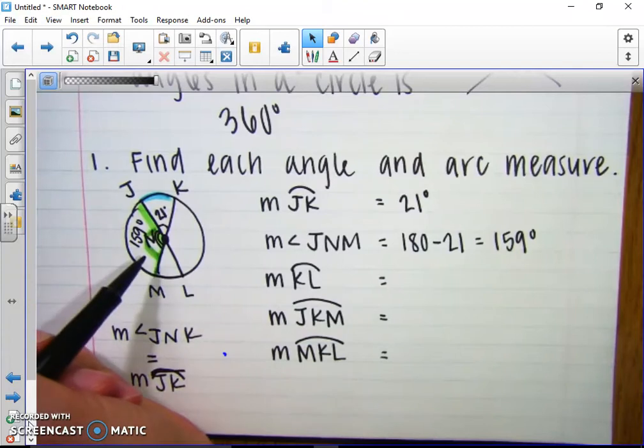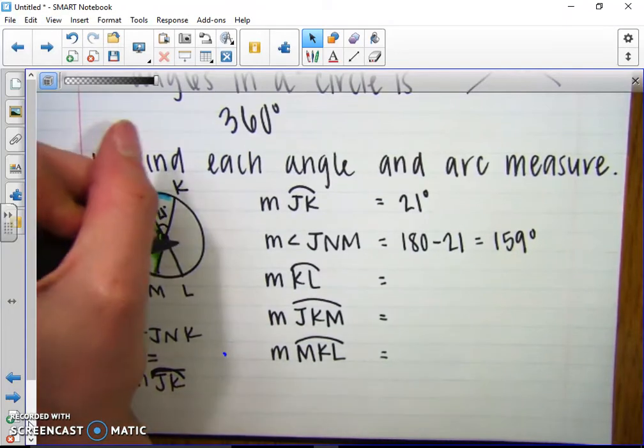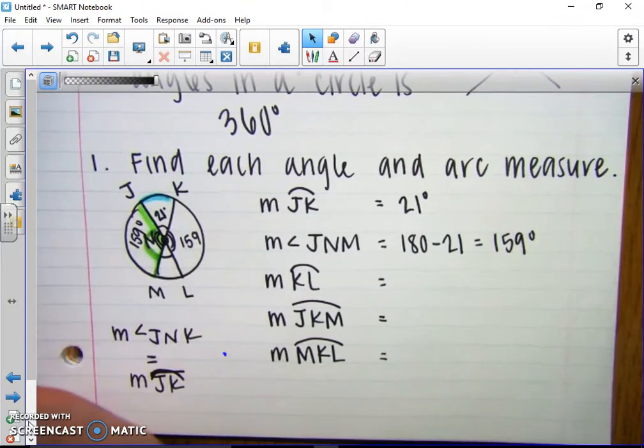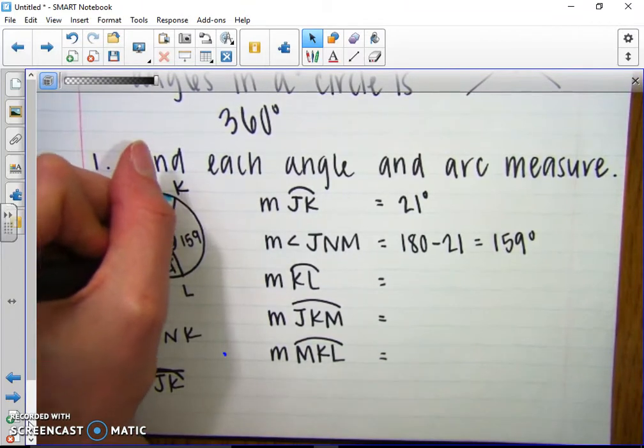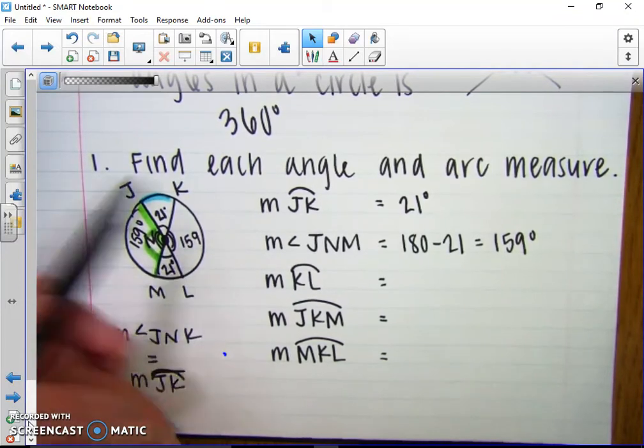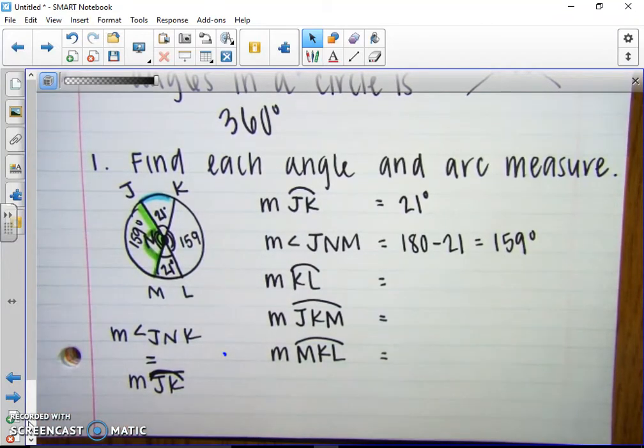If I know that's 159, that's a vertical angle here, so that's also 159. This is a vertical angle with 21. And just to be sure, all four of these angles, these are all of the central angles of the circle, they should add up to 360. So we should check that and see that they do. So now let's look at what else they're asking for.